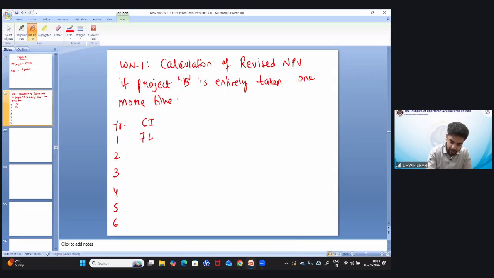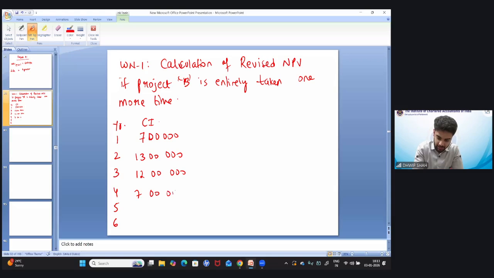7 lakh, 13 lakh, 12 lakh, 7 lakh, 13 lakh, 12 lakh. We will discount these future values at 12% and calculate present value. So 12% is the discounting rate.